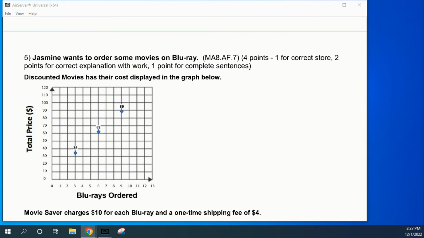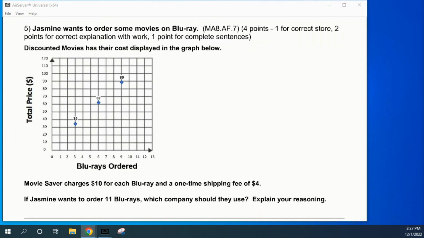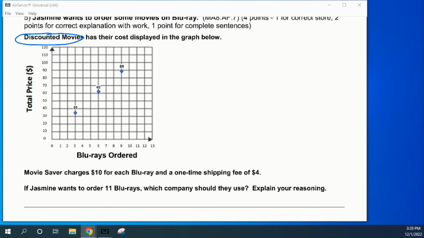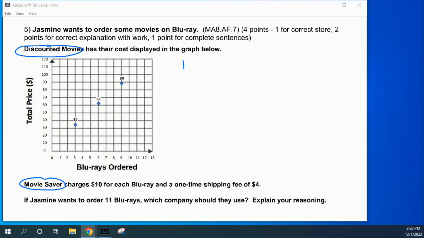Okay, Jasmine wants to order some movies on Blu-ray. 1 point for choosing the correct store, 2 points for the correct explanation and work, and then 1 point for complete sentences. So this is the Discounted Movies information right here, and then Movie Saver is this information. Let me find the Discounted Movies information first.